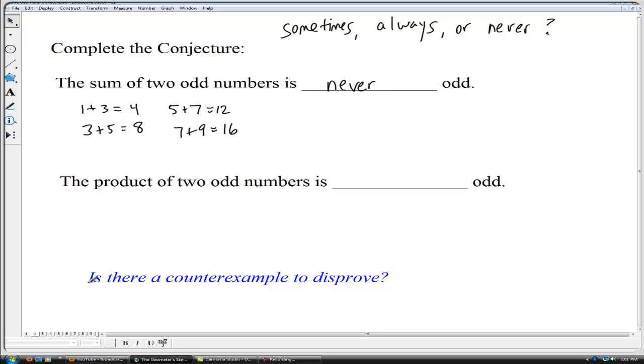And you can maybe be thinking along with me here. Is there any counterexample where I could actually find two odd numbers, add them together, and get an odd number? That would make my answer sometimes. I can't think of one, so I'm going to move on to the next.